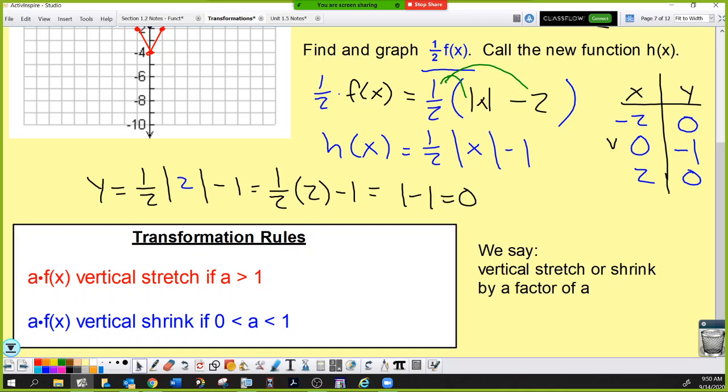So what do you think about vertical stretching and shrinking? And remember, you're not going to have to graph these at home. It's not too bad, right? Once again, y changes, not that bad.